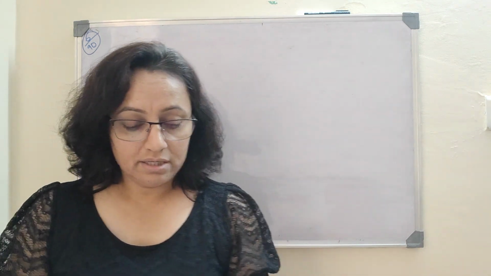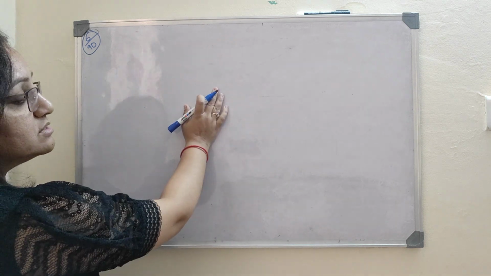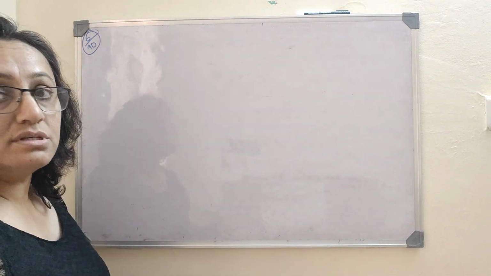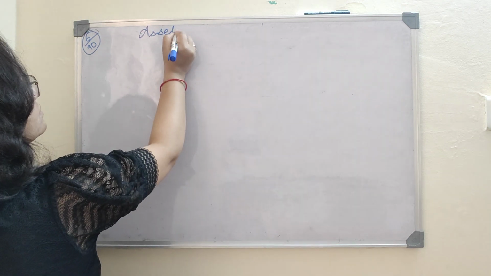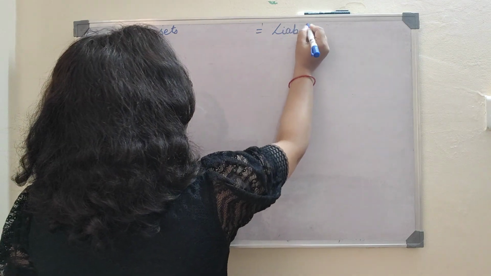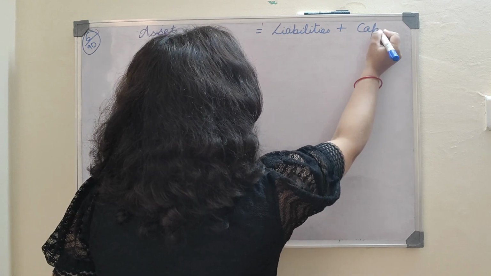So let us see. Let us start first of all with the, I'm not writing the title at the top because then lots of space goes in that. So let us write the accounting equation. Assets is equal to liabilities plus capital.